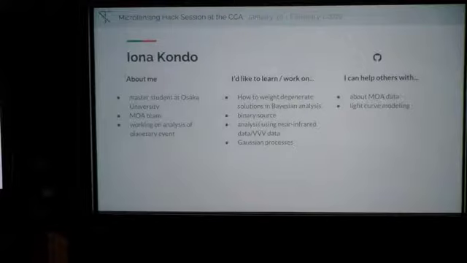My name is Yana Kondo, and I'm a master's student at Osaka University. I belong to the MOA team, and I'd like to learn about many things. I'd like to learn mainly how to weight degenerate solutions in Bayesian analysis. But I want to learn many things, and I can help others with those things. So I'd like to ask you many things. Thank you.